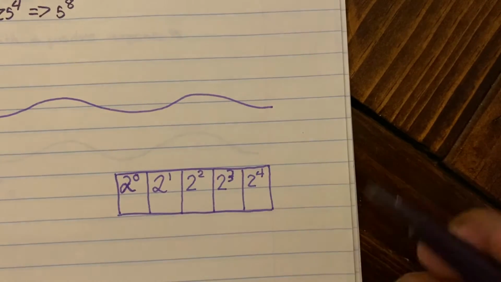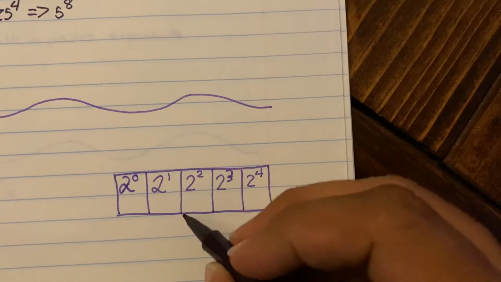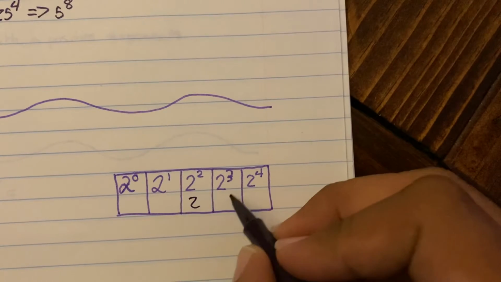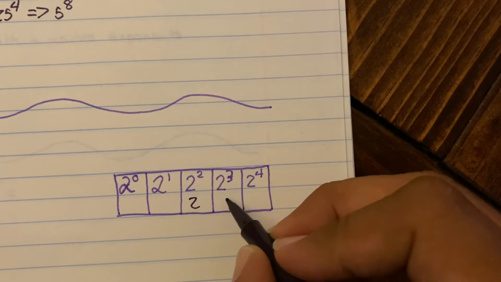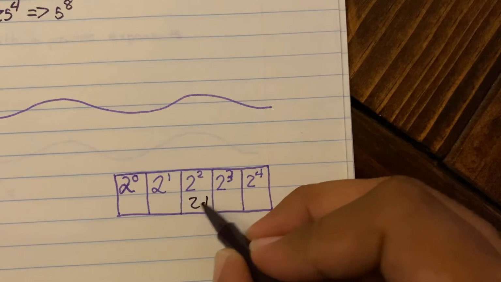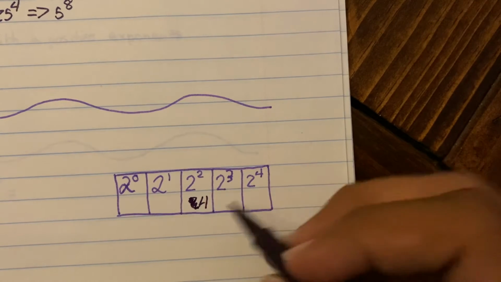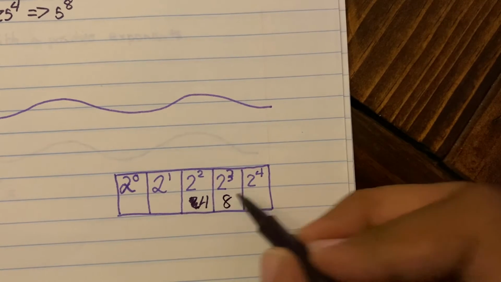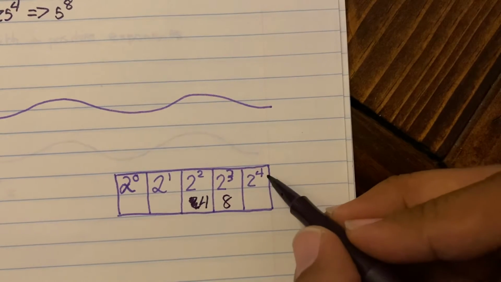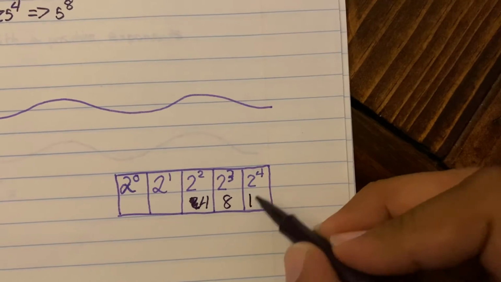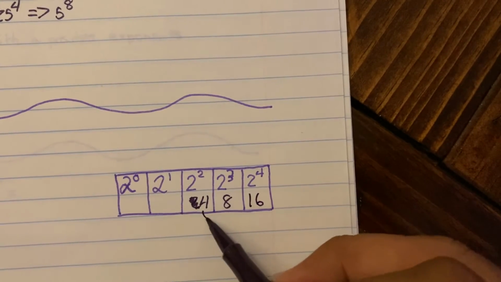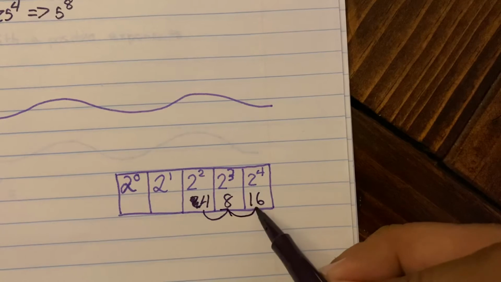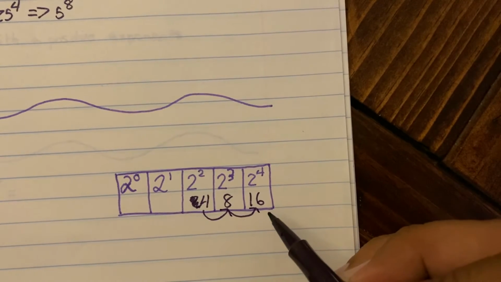So, we know what 2 squared is. 2 times 2 is 4. I don't know why I wrote 2. Now, 2 times 2 times 2 is 8. 2 times 2 times 2 times 2 is 16. Okay? Now, if you notice the pattern going this way, it just keeps on doubling, right?